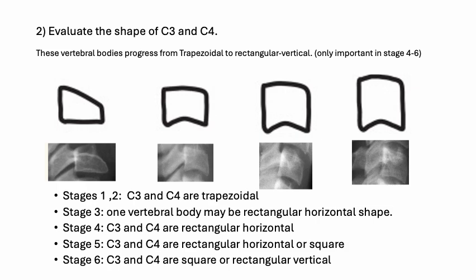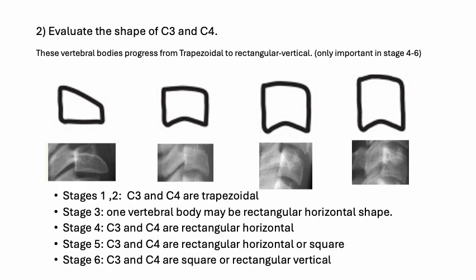where the uncinate process rises up much higher than the superior border, and then the uncinate process becomes less defined as the vertebra mature. And when you get to the rectangular vertical stage, you can see a little bit of a shadow of the uncinate process, but it's much less defined. And that's technically not a part of the staging system, but it's something that you can see and might help be a tiebreaker between one of the shapes and the one more or less mature to it.